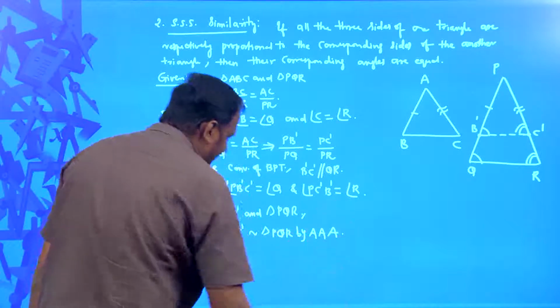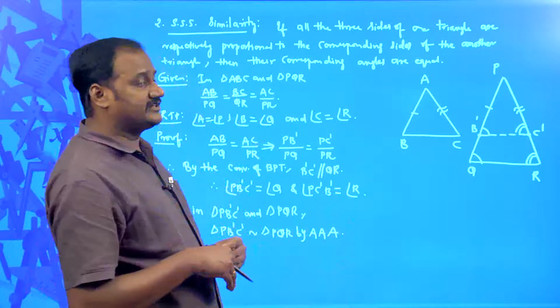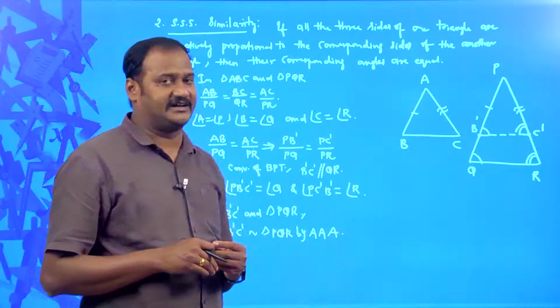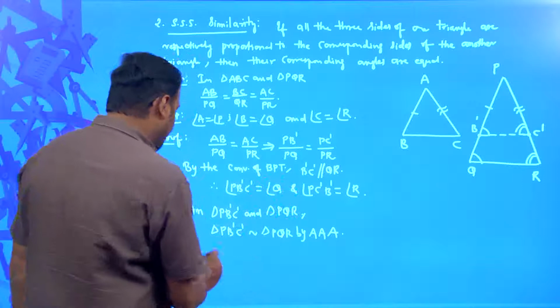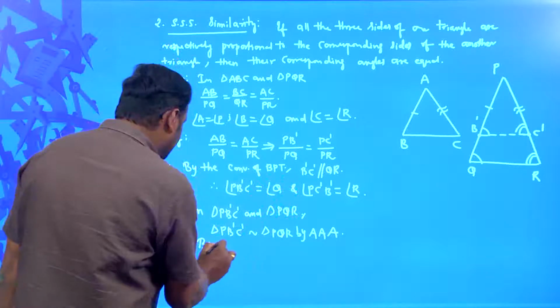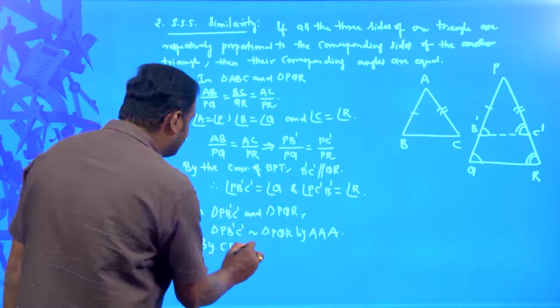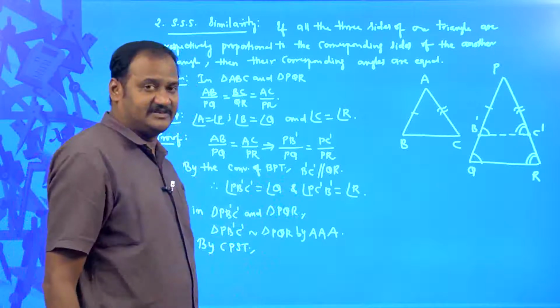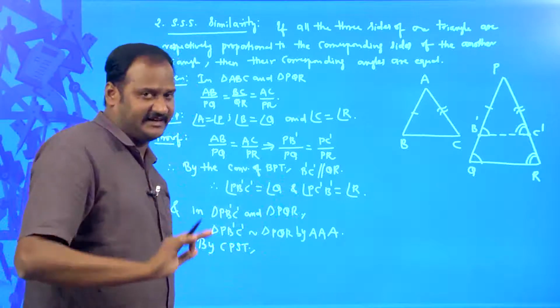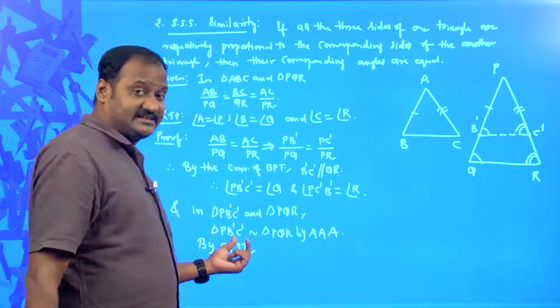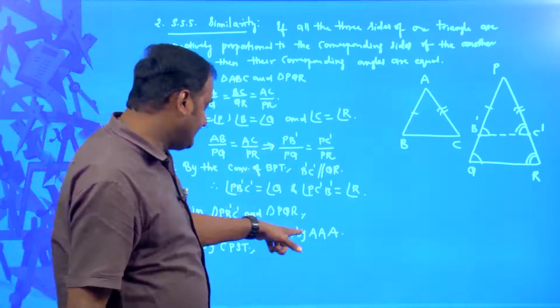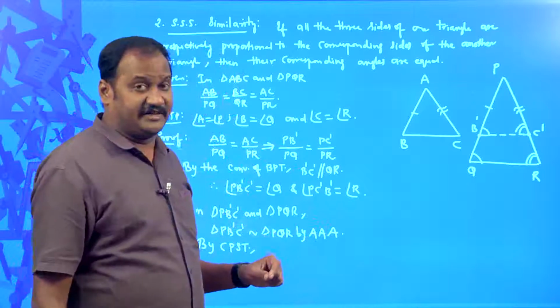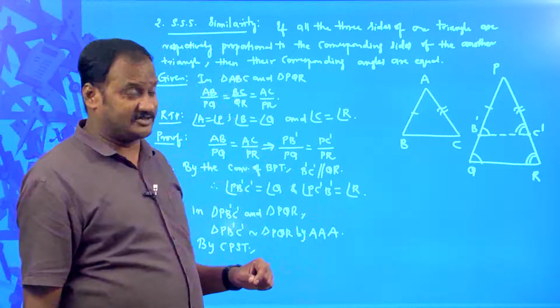See, since these two triangles are similar, can you say that their corresponding sides are proportional? Just now we discussed that. So therefore, by CPST, what is the CPST, like CPCT? CPCT is corresponding parts of congruent triangles. What is the CPST? Corresponding parts of similar triangles. So their corresponding angles are equal, therefore their corresponding sides are proportional.